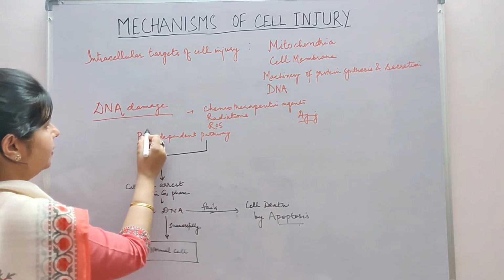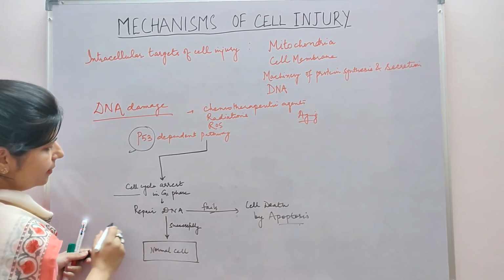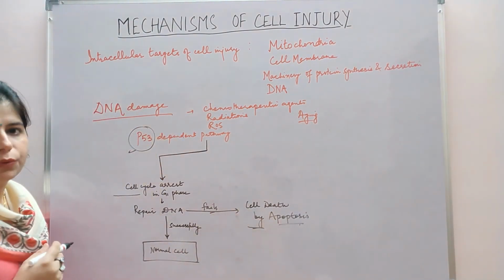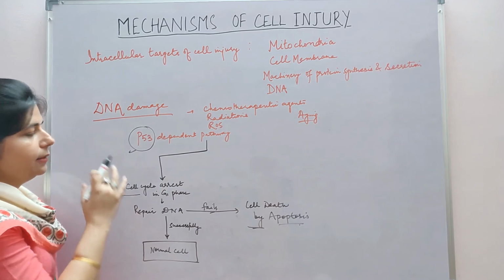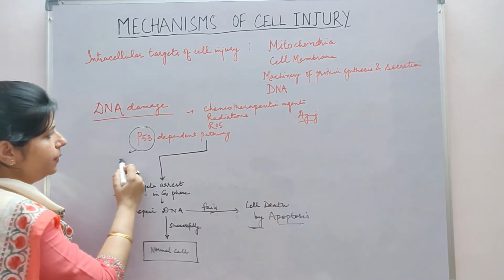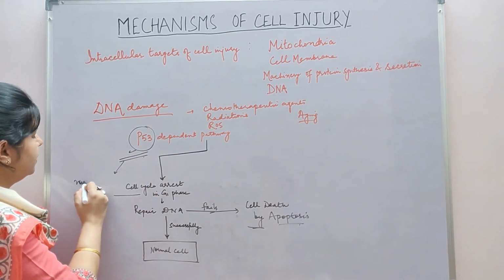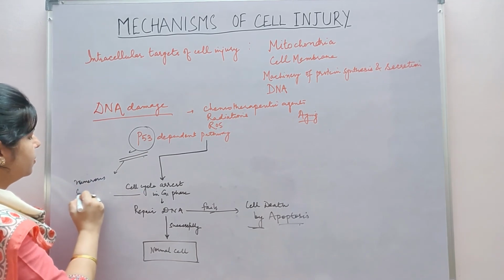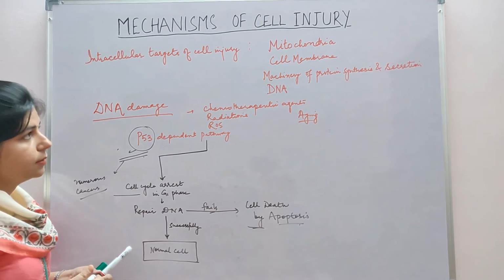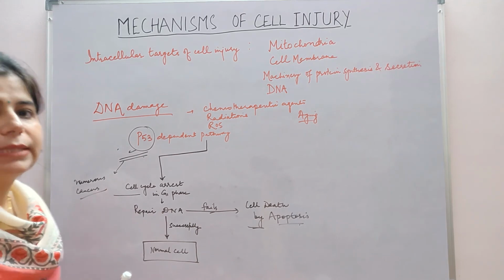Now what happens when there are p53 mutations which interfere with cell cycle arrest and the induction of apoptosis? So obviously there will be DNA damage in this case. In p53 mutations we see numerous cancers. So it will lead to neoplastic transformation. So these were the mechanisms by which cell injury occurs.